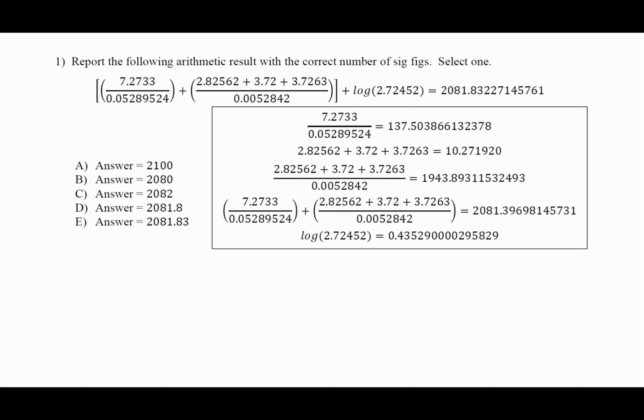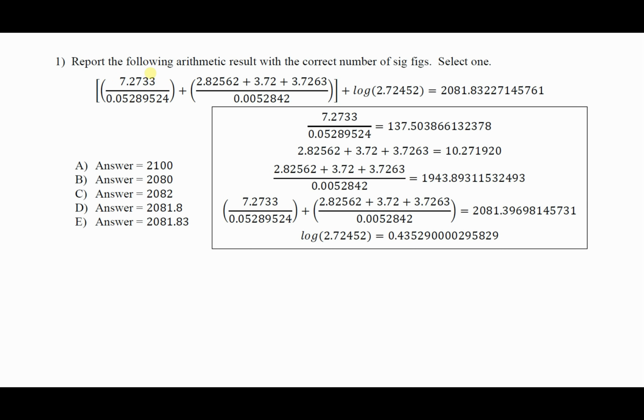Okay, report the following arithmetic result with the correct number of sig figs. So basically, we're adding 3 things together, right? We do have to add these 2 together first if we want, but we really don't have to since it's all being added. It doesn't matter. So let's figure out our first thing we have to add together.